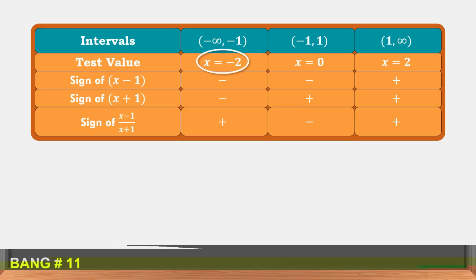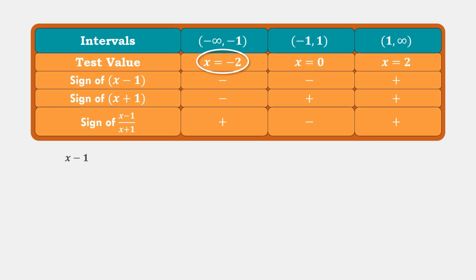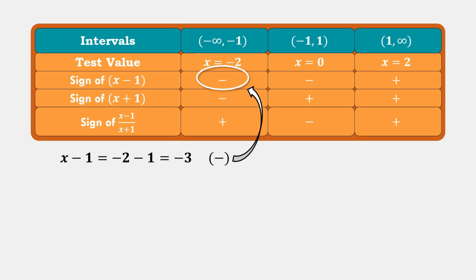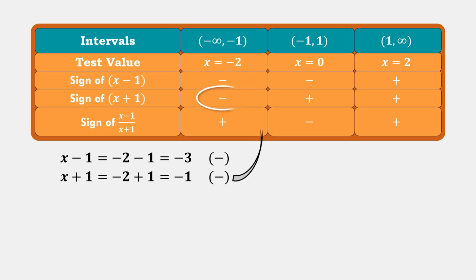Let's start with negative 2. Negative 2 minus 1 is equal to negative 3. So your sign is negative. Next, negative 2 plus 1 is equal to negative 1. So your sign is negative. Next, negative 3 over negative 1 will give you positive 3. So your sign is positive.